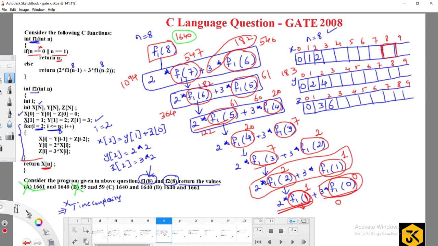X of n means what? X of 8. X of 8, guys, I know the answer. So the answer will be again 1640. So both functions are similar. One is a recursive function, another one is a normal function that works through arrays. So option C is the correct answer. You can work this out yourself. I hope you understood clearly. Thank you.